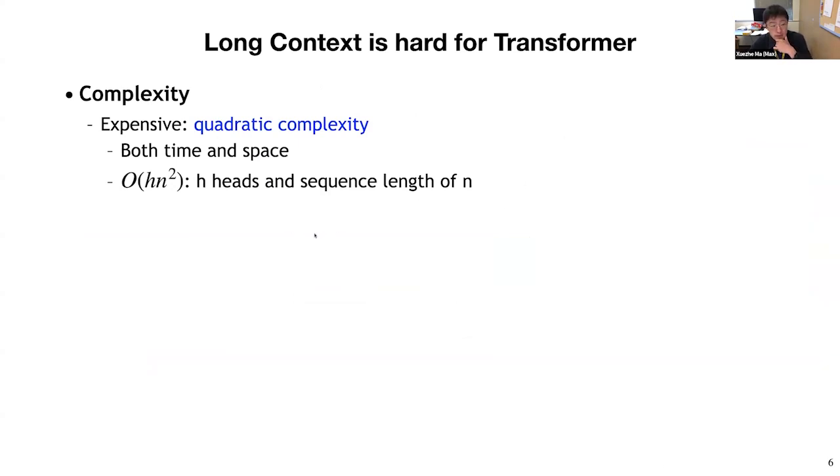I think the first reason is obvious: the complexity. In the transformer, the computation is quadratic with respect to the length of the input. And here h is the number of attention heads. In practice, h is also a big number, which makes the complexity even worse.